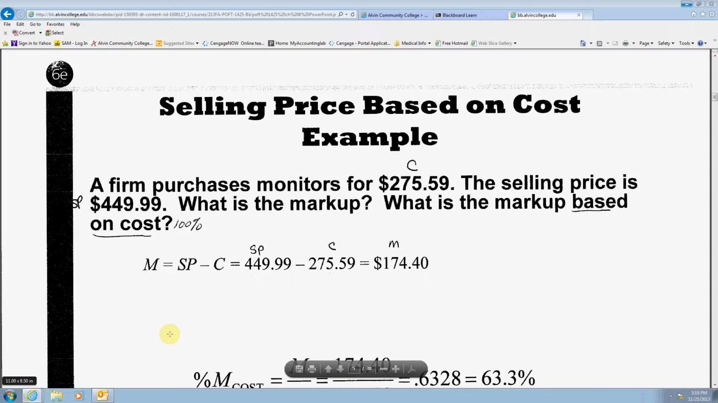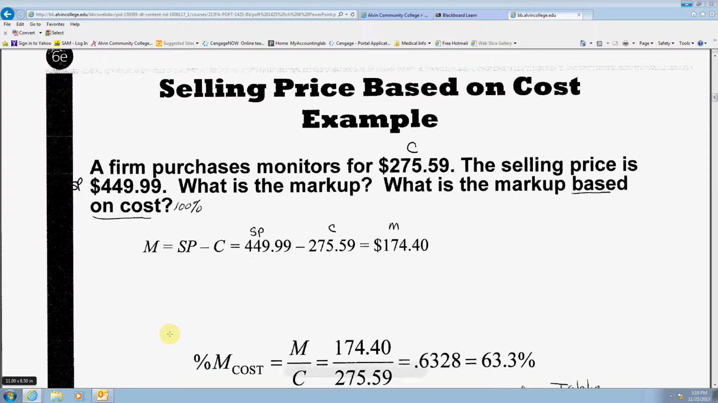Selling price based on cost example. We have a firm that purchased monitors for $275.59. The selling price is $449.99. What is the markup? And what is the markup based on cost? And based on cost means that that's at 100%.